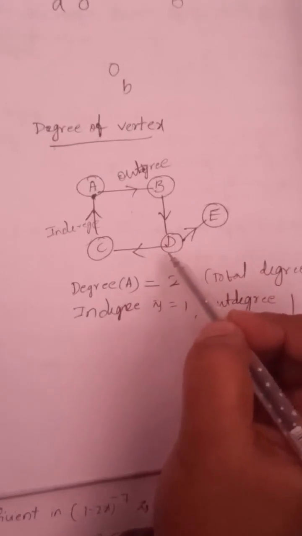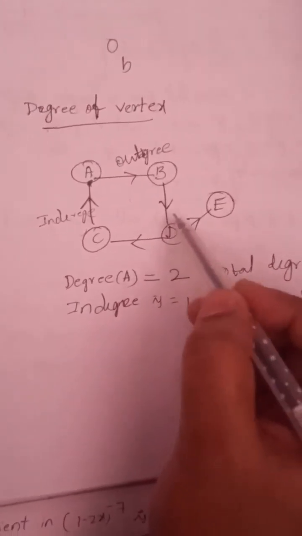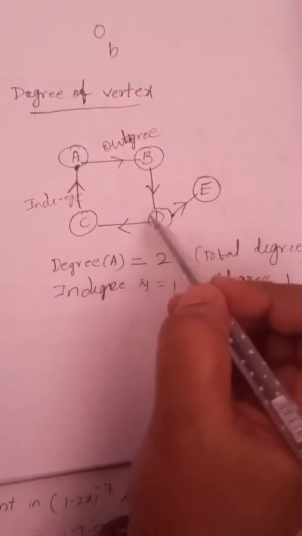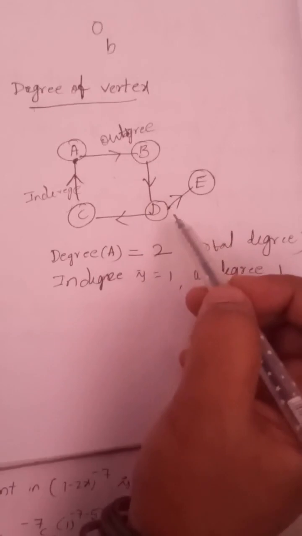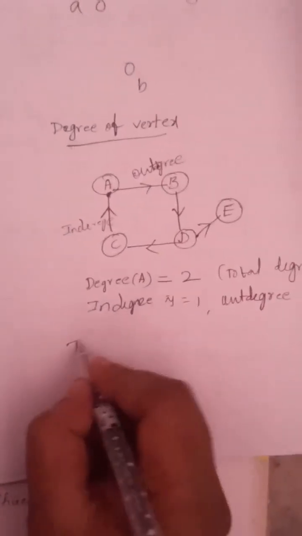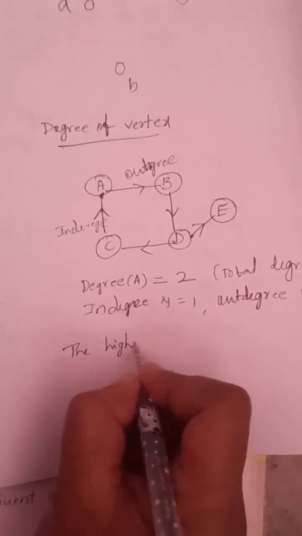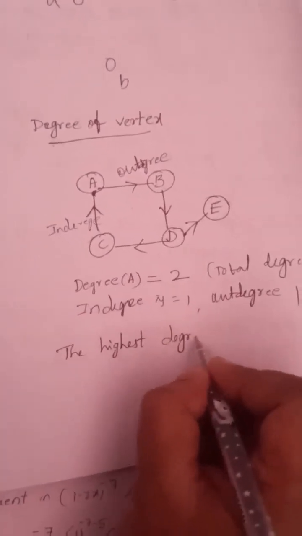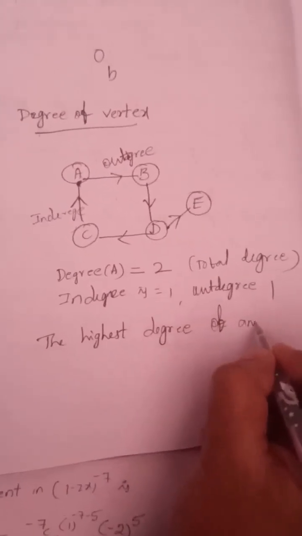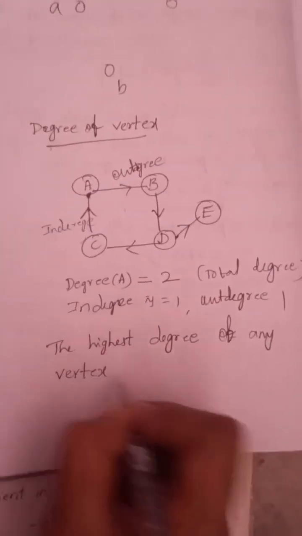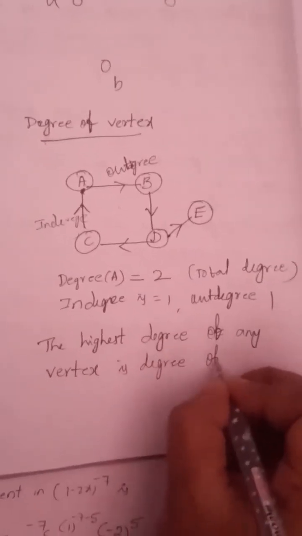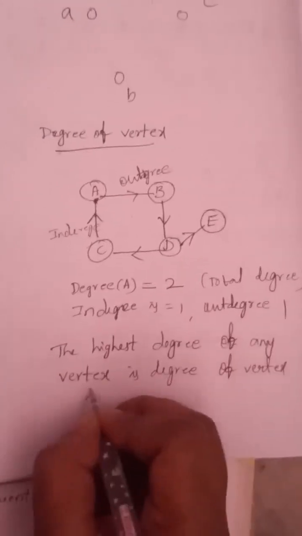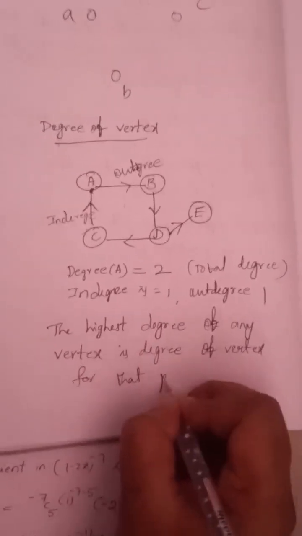And here, considering D, the in degree is 1 and the out degree is 2. 1 plus 2 is 3. So the degree of the vertex is 3 for this entire graph. The highest degree of any vertex is the degree of that particular graph.